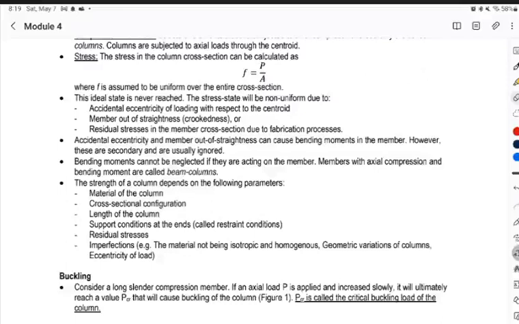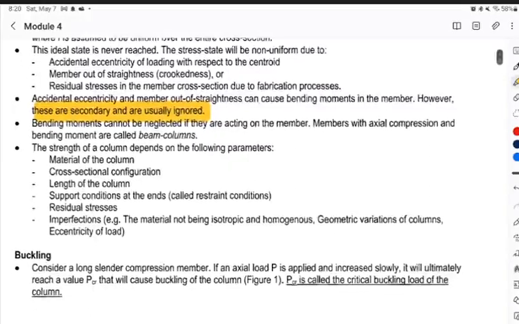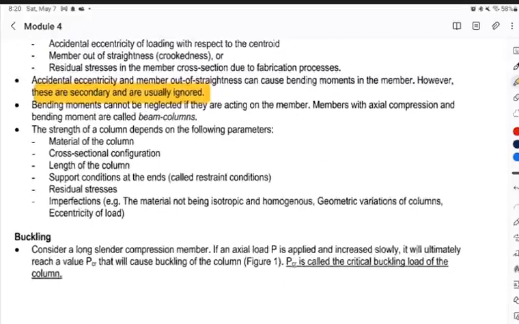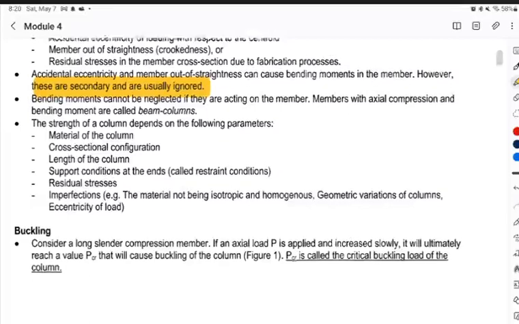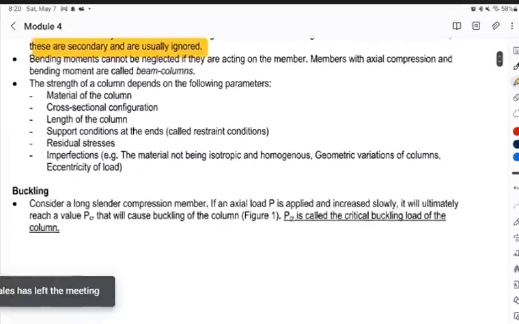However, those are secondary, it says here. Those are usually ignored because their effect is small, and in design you can consider them negligible. Now, bending moments cannot be neglected if they are acting on the member. Members with axial compression and bending moment are called beam columns, and we have a different module for such beam columns. The strength of a column depends on the following parameters.